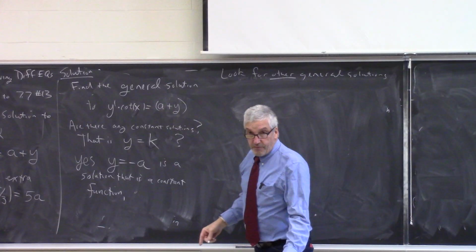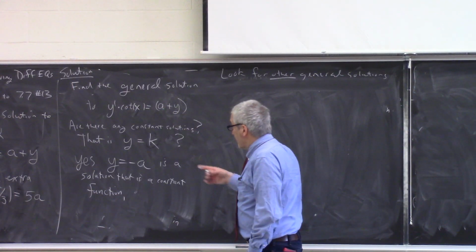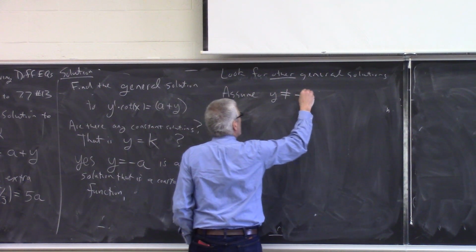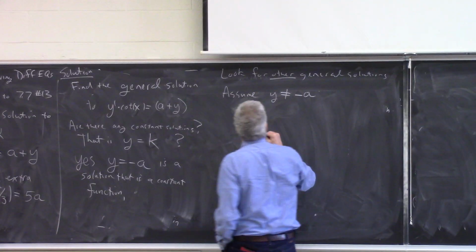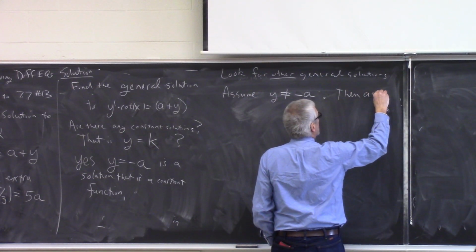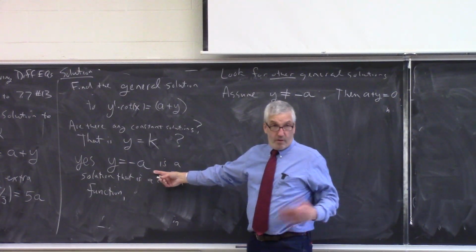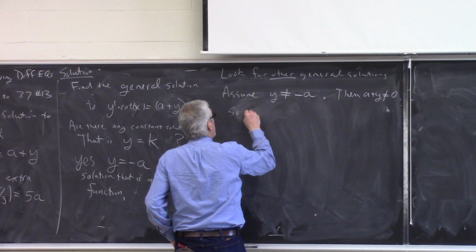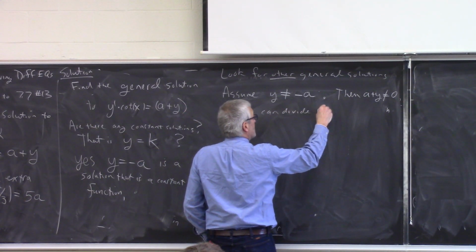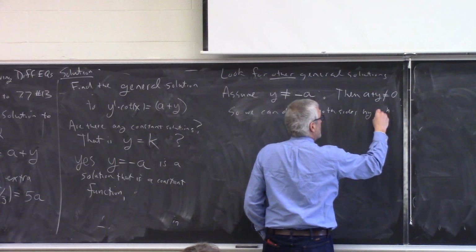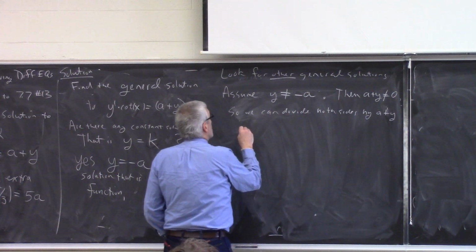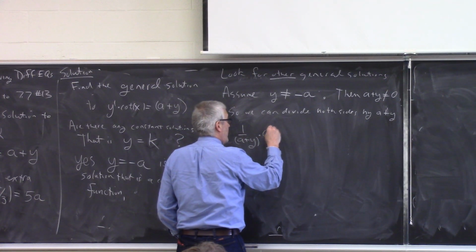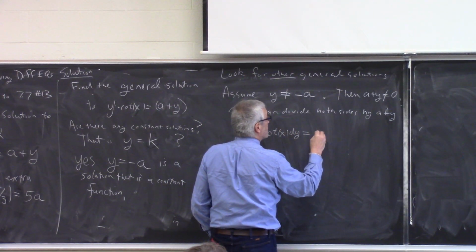So let's take our equation and let's assume that y is not equal to negative a. Well, then a plus y will not be 0. Again, we already found that y equals negative a is one solution, so we're going to look for other ones. So since a plus y is not equal to 0, we can divide by it. Divide both sides by a plus y. So I get 1 over a plus y, and then I've got a cotangent of x dy equals 1.